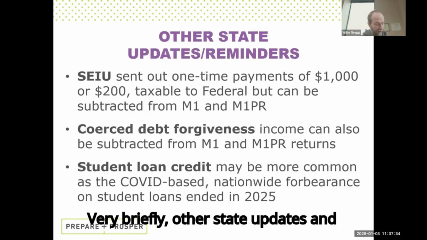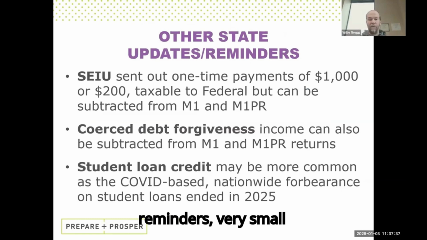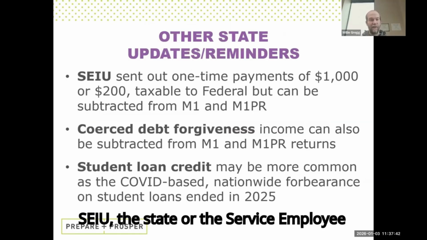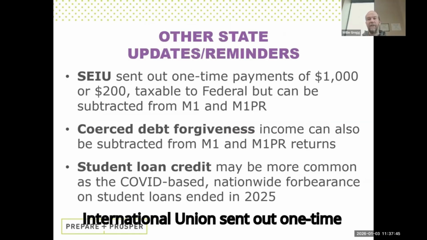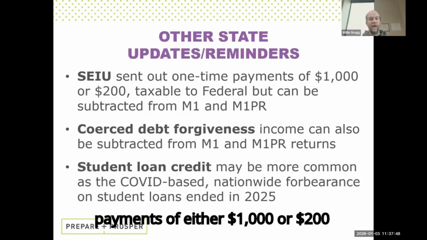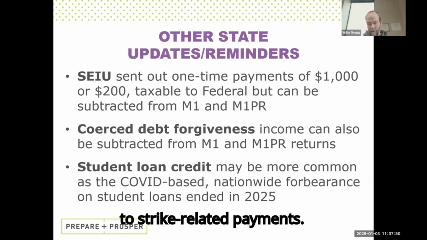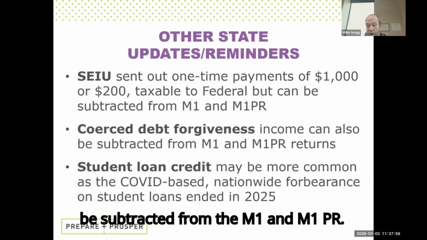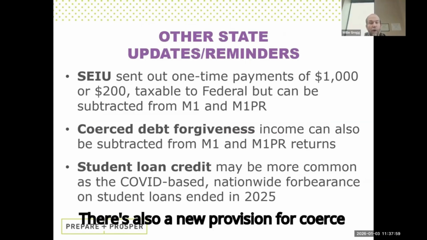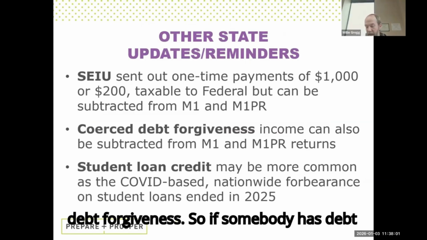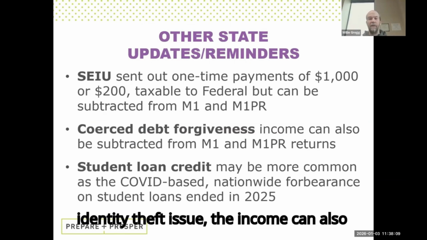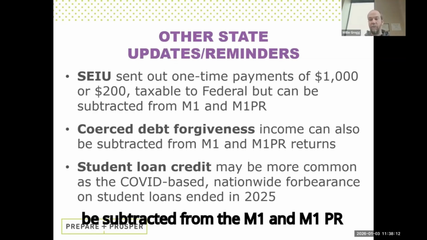Very briefly, other state updates and reminders. Very small things, but just so you know, the SEIU, the Service Employee International Union, sent out one-time payments of either $1,000 or $200 to strike-related payments. They are taxable federally, but can be subtracted from the M1 and M1PR. There's also a new provision for coerced debt forgiveness. So if somebody has debt forgiven from a scam or some type of identity theft issue, the income can also be subtracted from the M1 and M1PR returns.